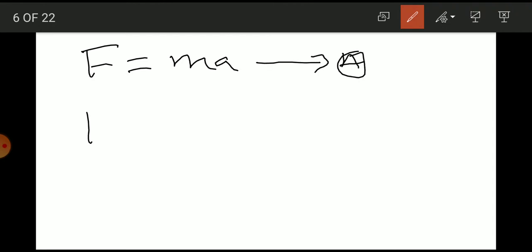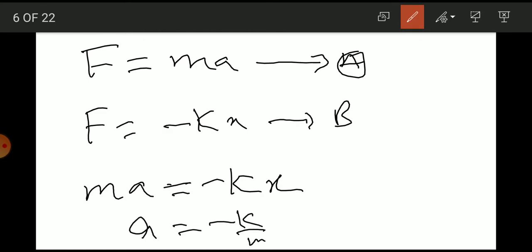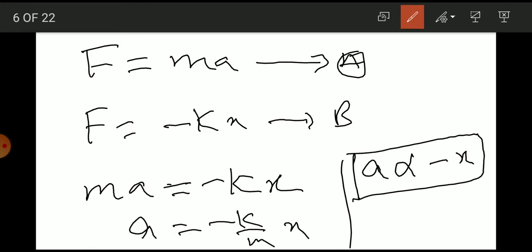according to Newton's second law, the force on this body is equal to ma, which we applied, and the restoring force is equal to minus kx. Equation: ma is equal to minus kx. So a is equal to minus k divided by m times x. Acceleration is directly proportional to the displacement.